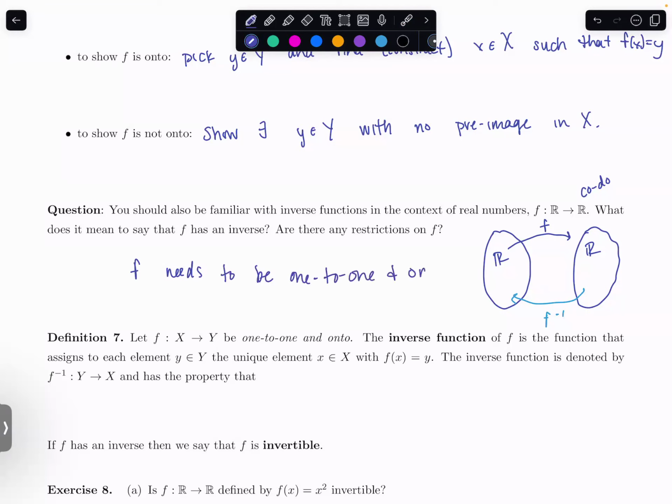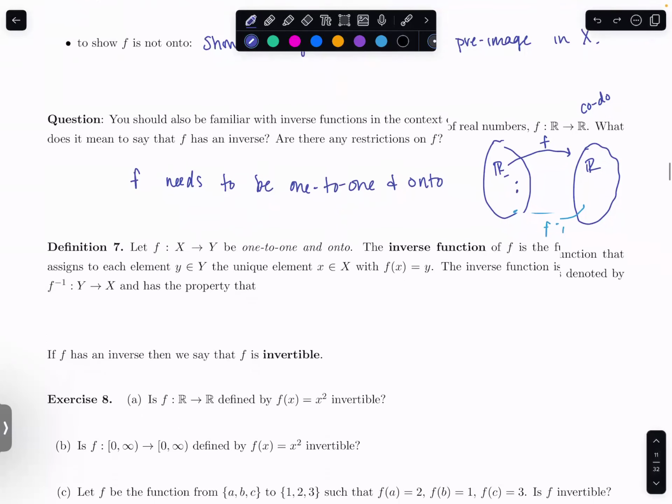The one-to-oneness means that every input goes to one output, and not two outputs. So if it wasn't one-to-one and you had something like this happening where these both went somewhere, then on the way back, that wouldn't be a function anymore. So you need both the one-to-oneness and the onto-ness for it to work.